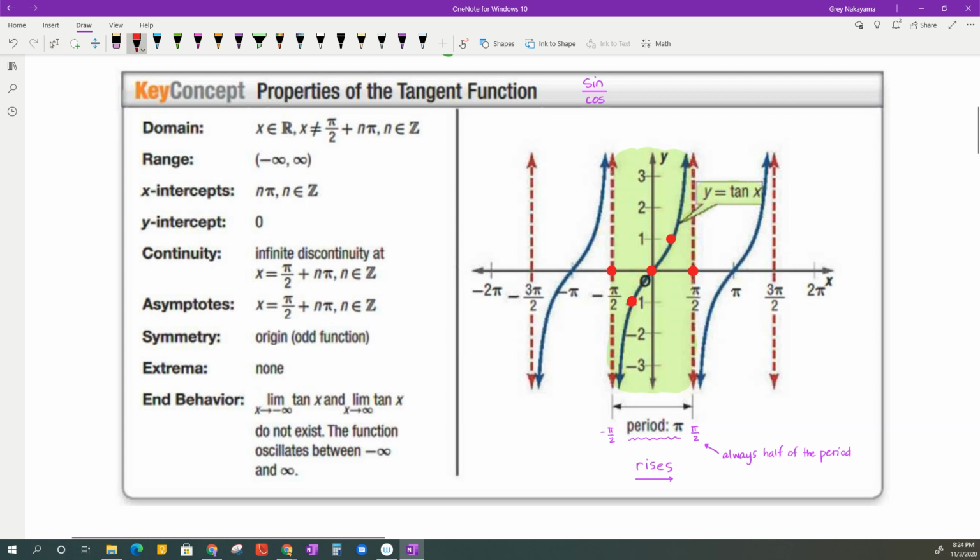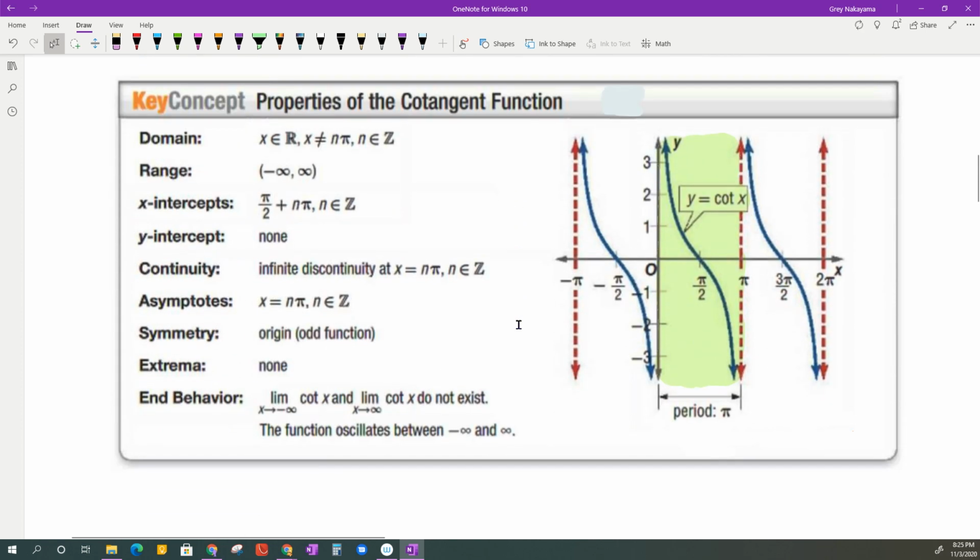The reason I'm pointing out this first asymptote is because when you have to write the equation of the asymptotes in your problems, it's going to look something like this: x equals whatever you name as the first asymptote plus the period times n. It is also symmetric to the origin and an odd function, which is going to come in handy in the next chapter, but I just thought I'd give you a preview.